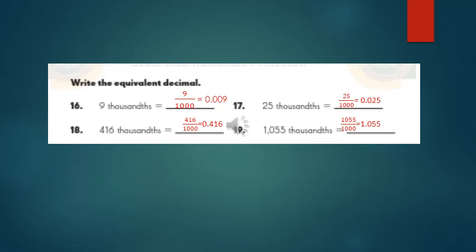How can I change 9 over 1,000 to a decimal? As we mentioned in the last examples, 1,000 in the denominator means we're gonna put 3 digits after the decimal and we have to fill them in. 9 will be in the thousandths place and the other digits will be zeros. What about number 17? 25 thousandths. We're going to write it as a fraction first. So it's 25 over 1000.